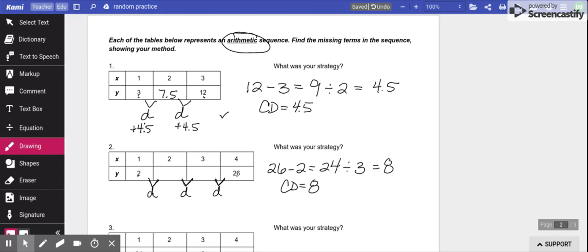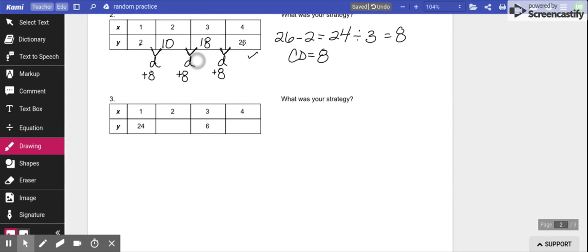Let's see if that works. 2 plus 8 is 10. 10 plus a common difference of 8 is 18. And 18 plus a common difference of 8 is 26.